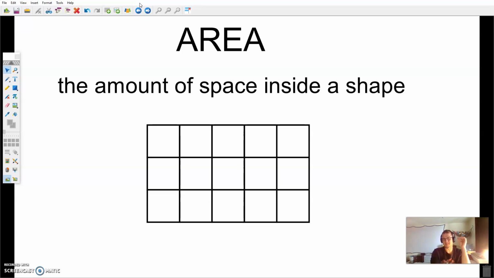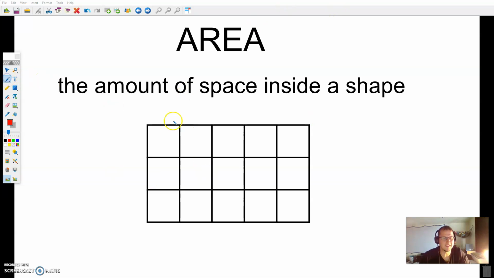Now, area is simply, we've said already, the amount of space inside a shape. So I've got a rectangle here. The area is going to be how many of these small squares there are inside that rectangle. So we've got 1, 2, 3, 4, 5, 6, 7, 8, 9, 10, 11, 12, 13, 14, 15. We have 15 squares inside that shape.